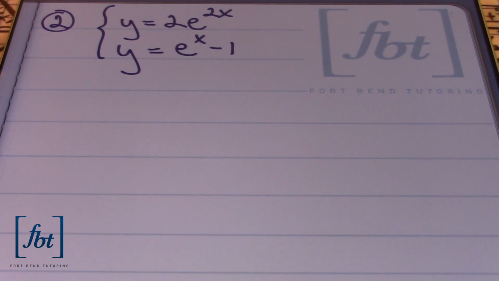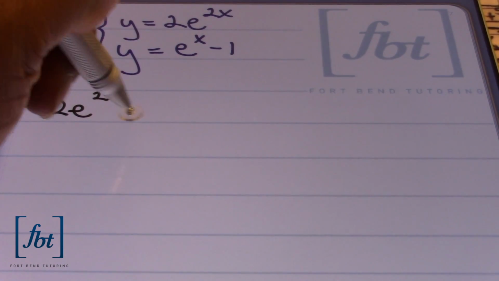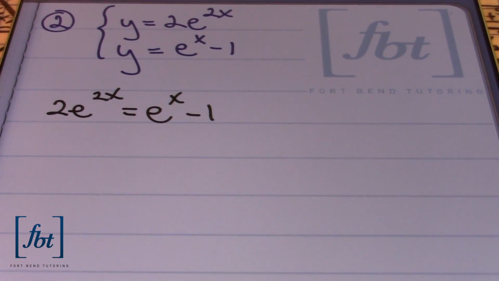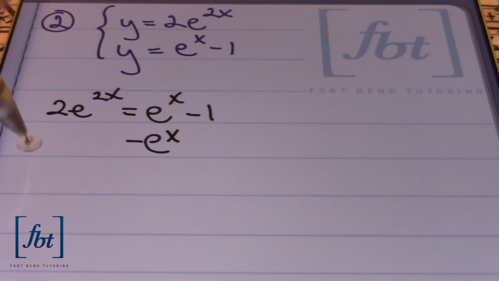So it's actually looking like it's going to start out similar to the previous problem in that we already have y solved for in both equations, right? So we will once again set the equations equal to each other in order to solve it. So that means I have 2e to the 2x equals e to the x minus 1. And so once again, by setting everything equal to 0, it looks as though this equation will be able to mimic a quadratic equation. So let's go ahead and subtract e to the x from both sides.